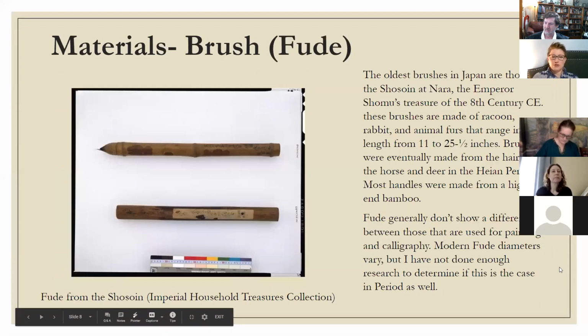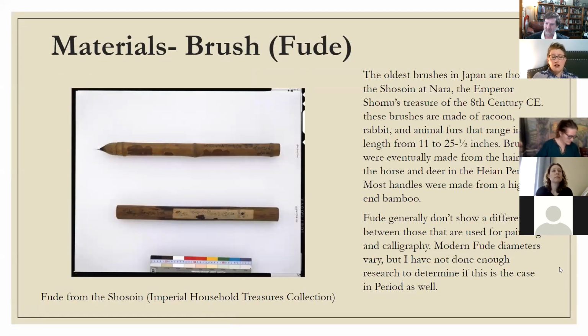So brushes, or fude, are made from bamboo generally. The oldest brushes in Japan are those in the Shosoin at Nara, which is Emperor Shomu's treasure of the 8th century. And the Shosoin is the Imperial Household Treasures collection. They have great materials. They have a website. You can go look at all sorts of things.